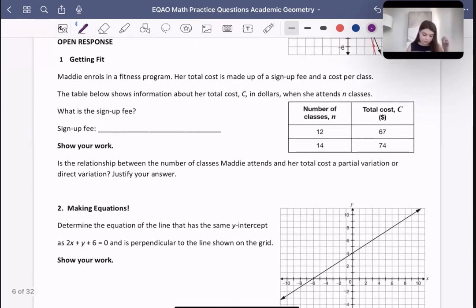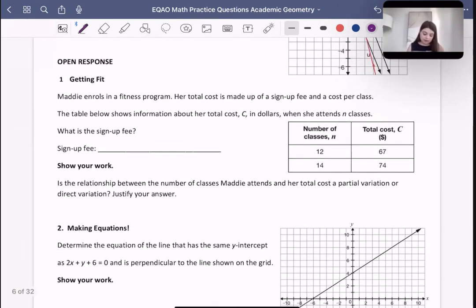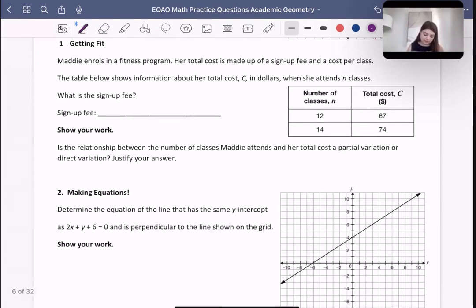Now let's move into open response. The first one says Getting Fit. Maddie enrolls in a fitness program. Her cost is made up of a sign-up fee and cost per class. The table below shows information about her cost in dollars when she attends n classes. What is the sign-up fee?